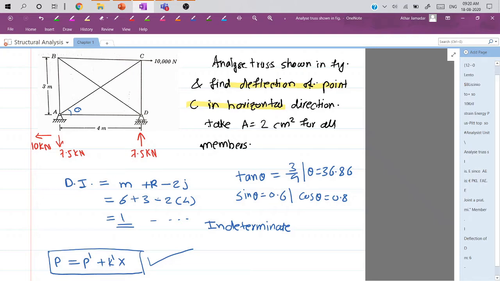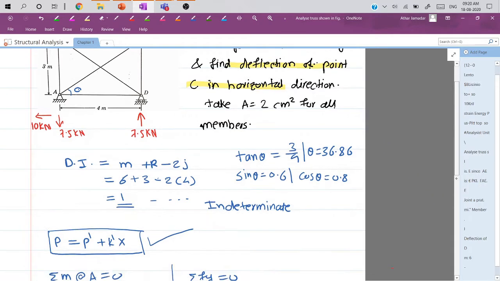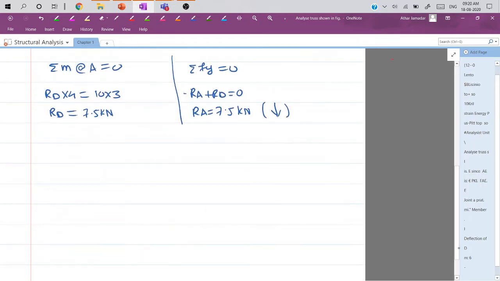Okay, so from this total member, that means AB, AD, AC, BD, BC and CD, out of the 6 members, we can remove any one member. Okay, so in this case let us say we will remove member BC. Just for example, you can remove any member.